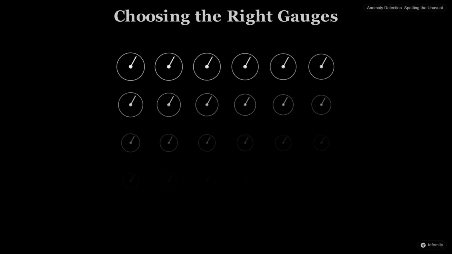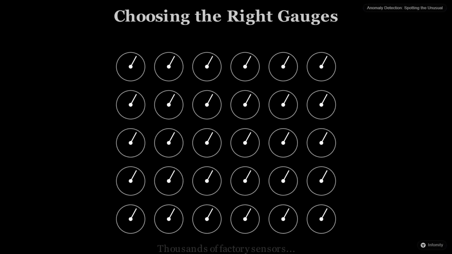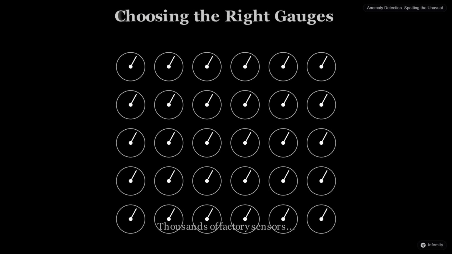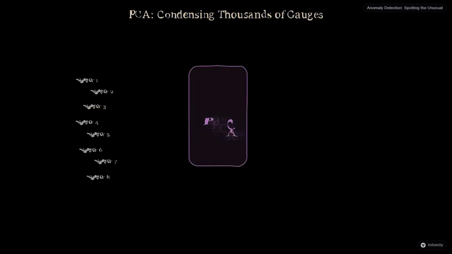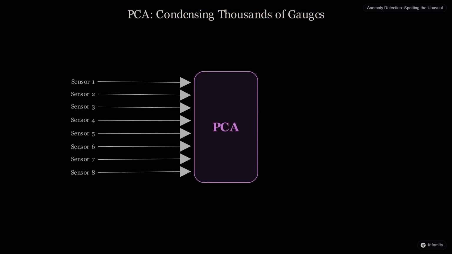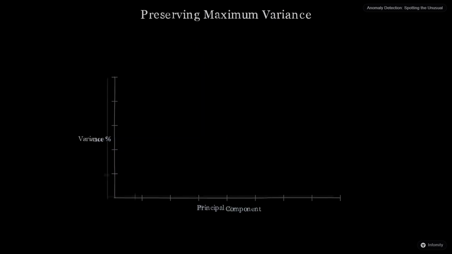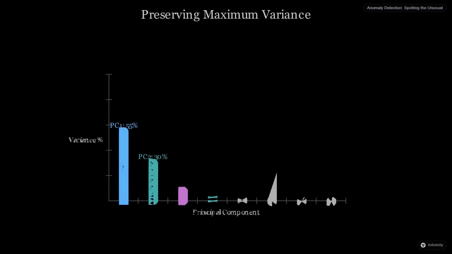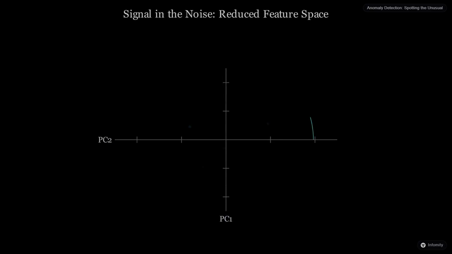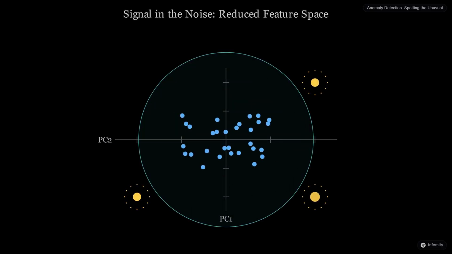A factory has thousands of sensors, but not all of them help the watchman. Choosing the right features is critical. We use techniques like PCA to condense thousands of gauges into the few that actually matter. By focusing on the variables that represent the most variance, we make the watchman's job easier. It is about finding the signal in the forest of information.